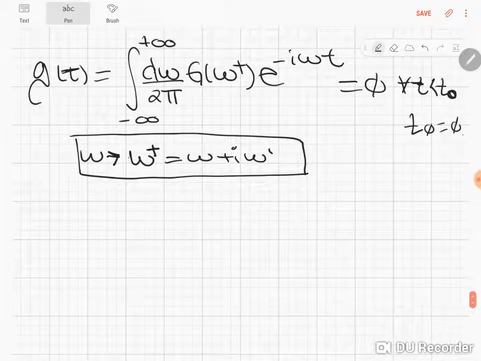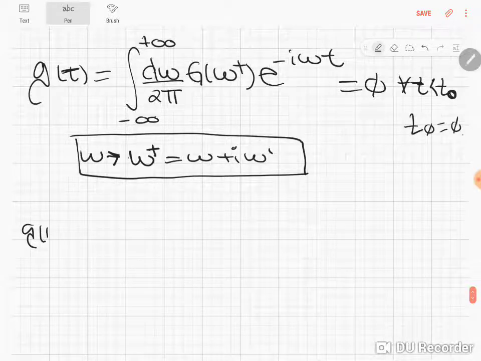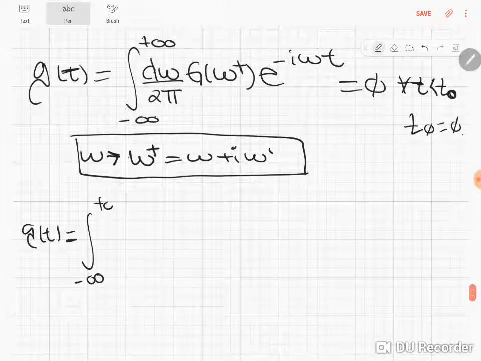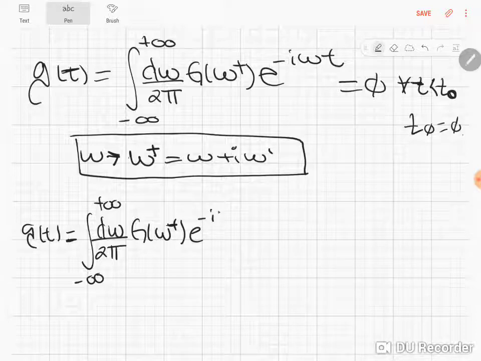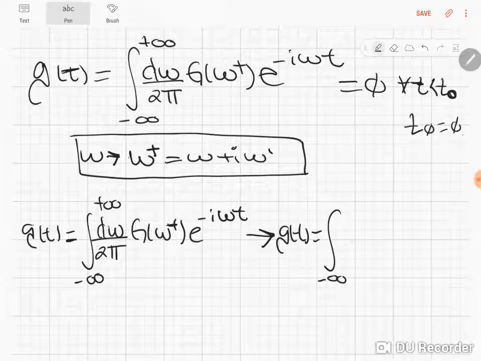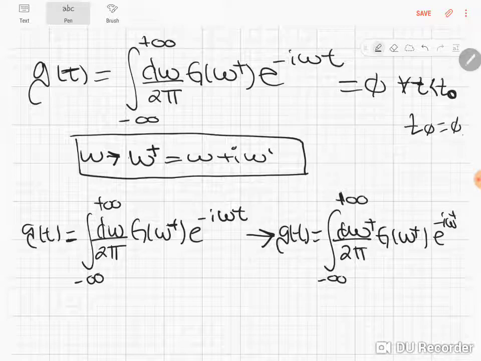When we apply the transformation to the full Green's function g, the Green's function equal to the integral from minus infinity to plus infinity of d omega divided by 2 pi g of omega e to the minus i omega t transforms to g of t equal to the integral from minus infinity to infinity of d omega plus divided by 2 pi g of omega plus e to the minus i omega plus t.